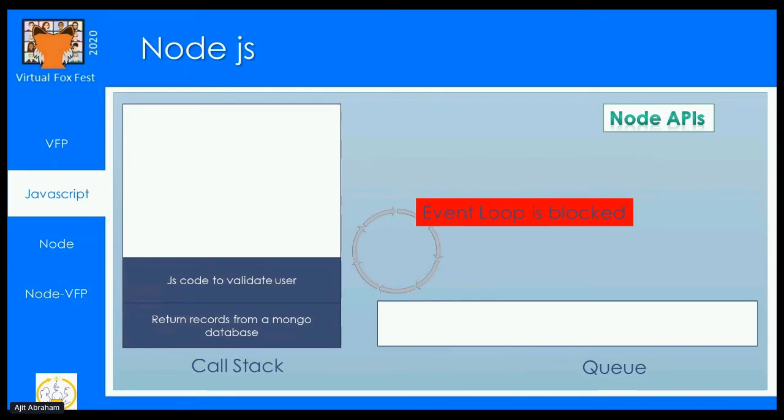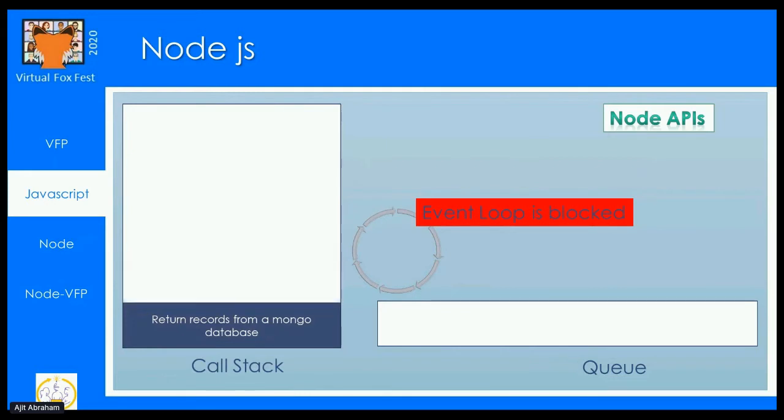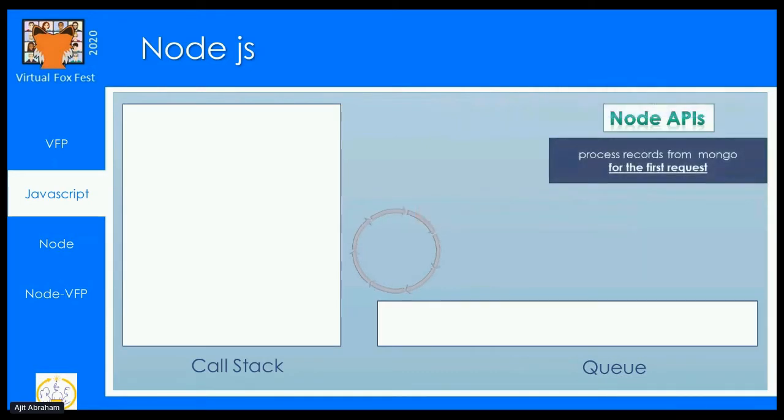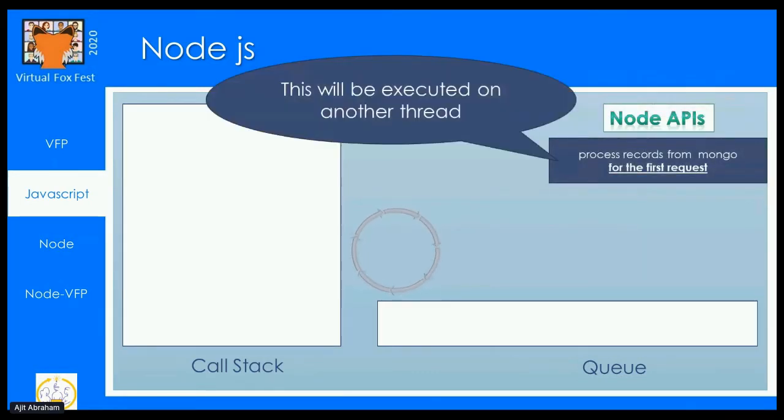The code to validate in our case will be executed on the main thread. The user has been validated. So the second code to access the records from MongoDB will be handed over to the Node APIs. Event loop starts again as the call stack is empty. The MongoDB processing will happen on another thread.